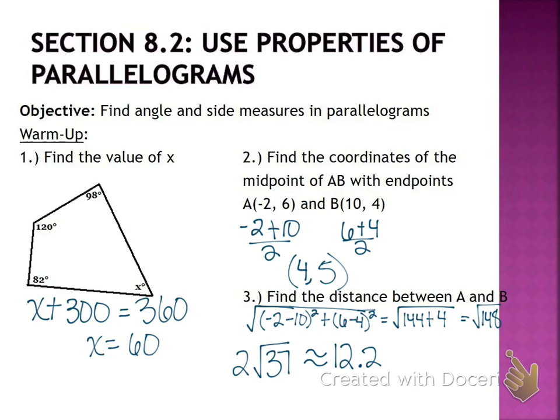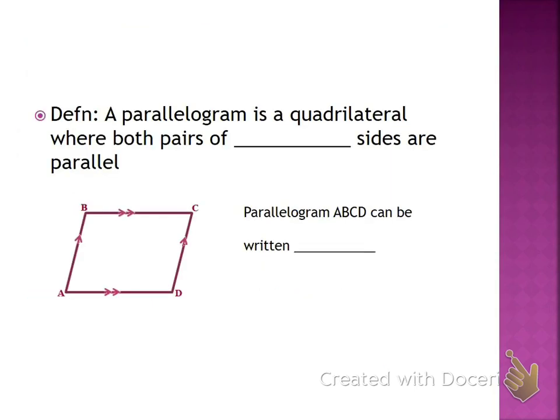Okay. We're going to go through this and fill out all the notes, and then we can go back through and talk about the examples. So we're maybe going to jump around a little bit. For now, we're going in order. A parallelogram is a quadrilateral where both pairs of opposite sides are parallel. So parallelogram ABCD can be written.